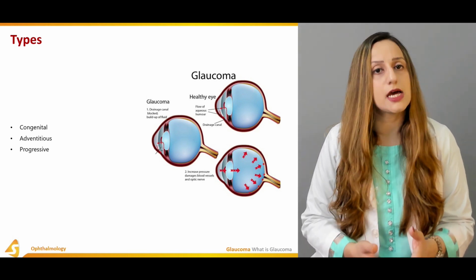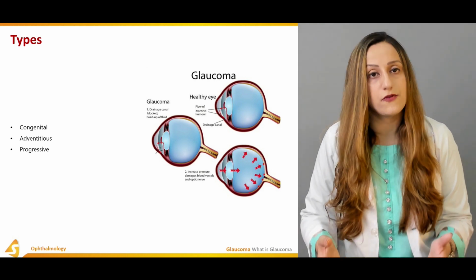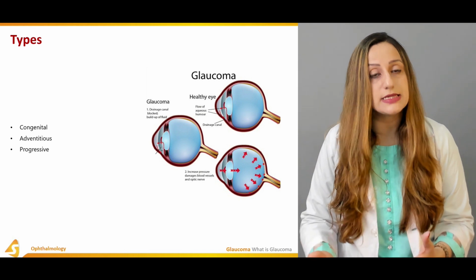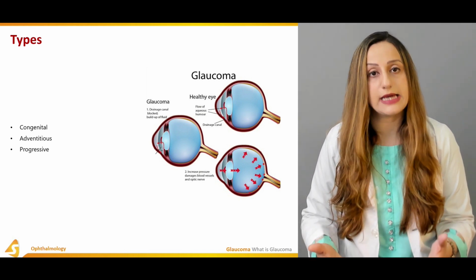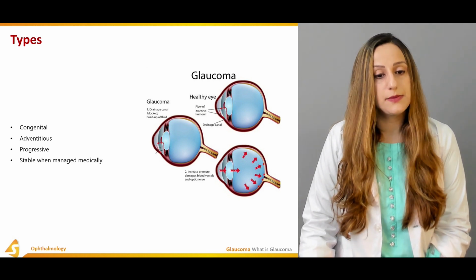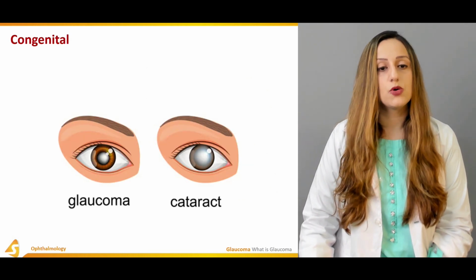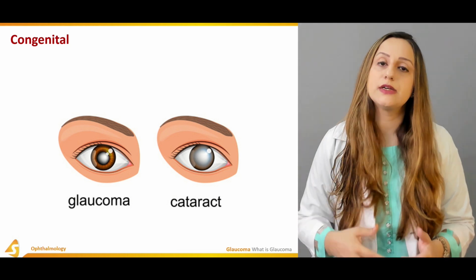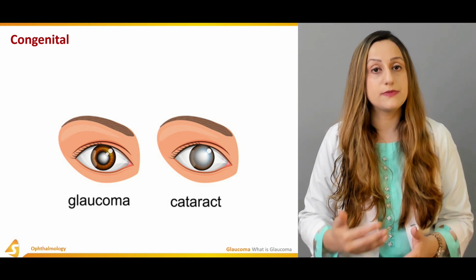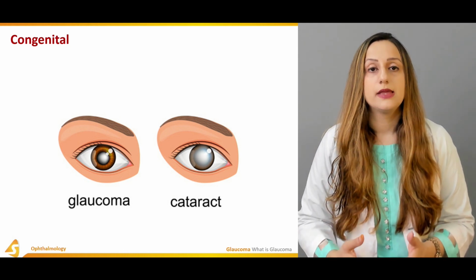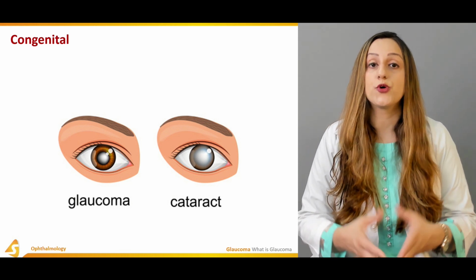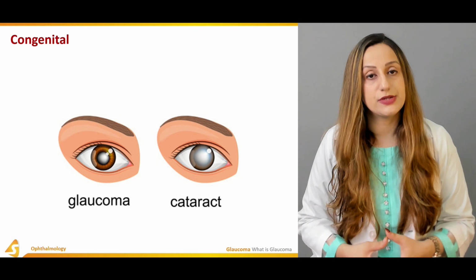Sometimes the disease can start off as only being the congenital form, and then as the disease progresses, it can move on to the adventitious types of the phenomena. Sometimes it is stable when managed medically. Usually, if medical management is started as early as possible and the diagnosis is made early, the treatments have started, the outcome or prognosis is much better in these cases.